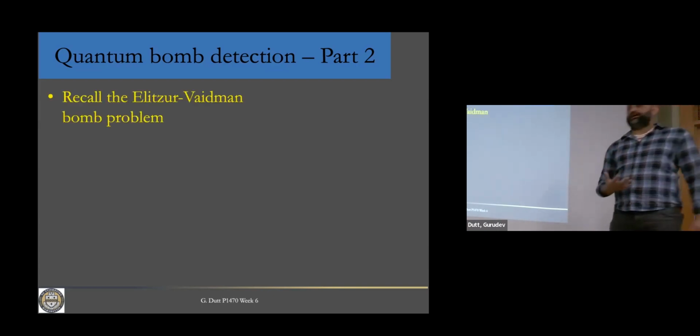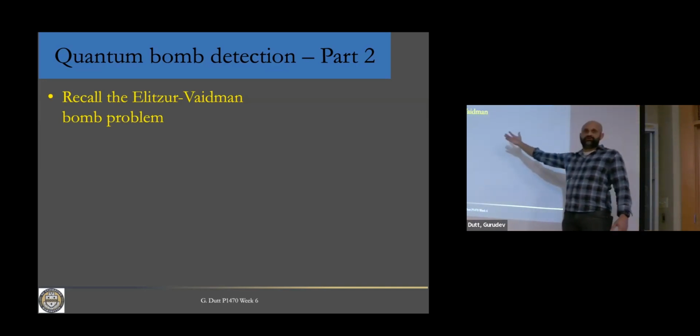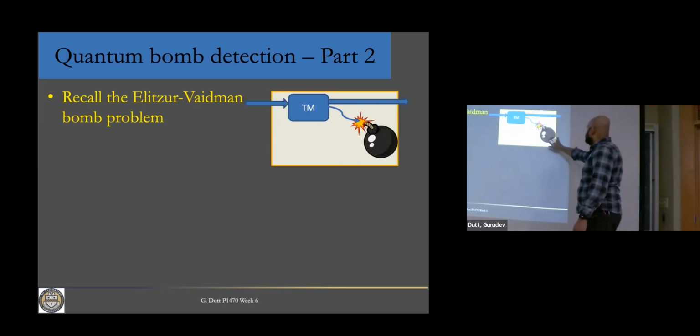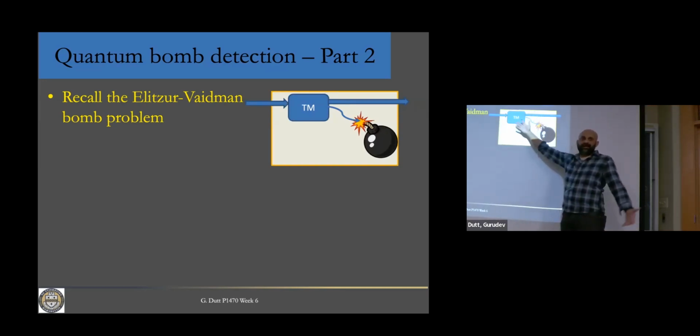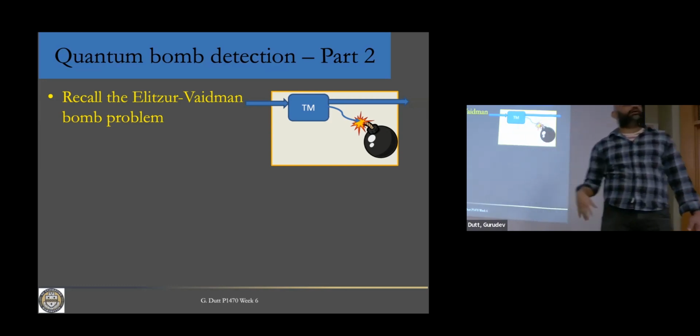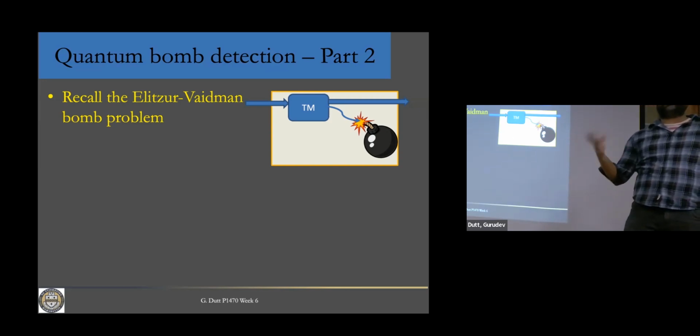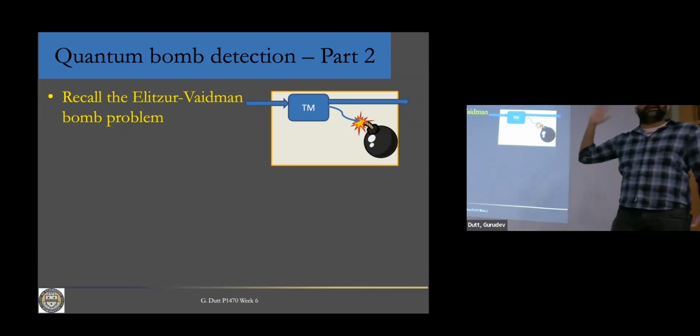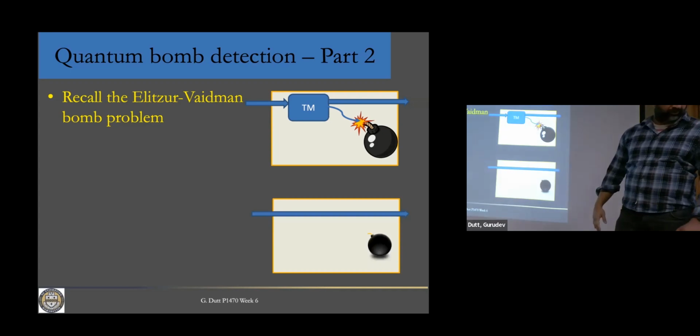Okay, so again, I recall to you the Elitzur-Vaidman bomb problem. There was a box with a bomb in it and a Turing machine. I say Turing machine, you can think of it as a detector, you can think of it as a single bit computer, whatever you want. It's just a computer that, if it gets a 0, then nothing happens to the bomb. If it gets a 1, it explodes the bomb, right? That's the basic idea, okay?